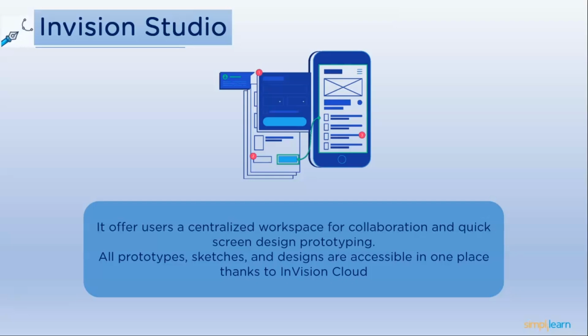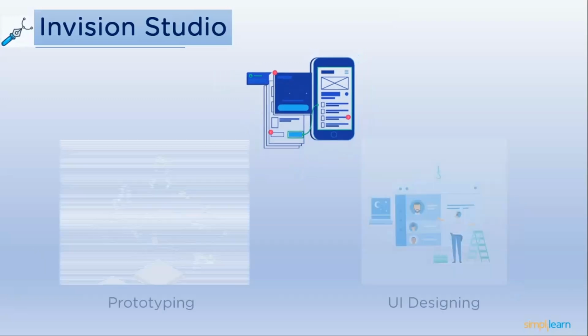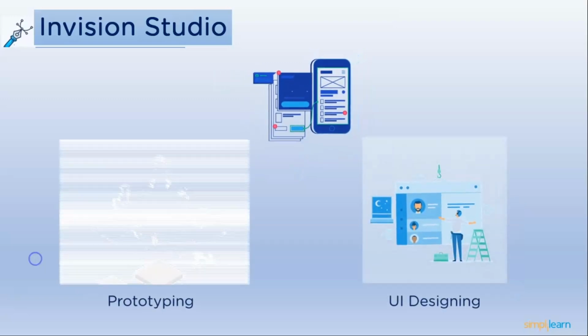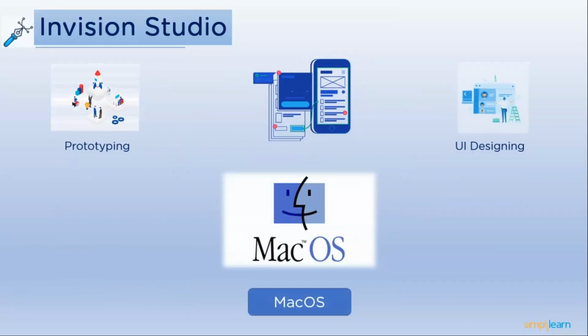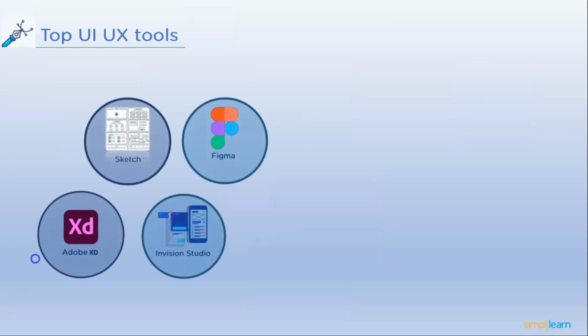Some of its features: the Studio platform provides a simple method for quickly producing responsive design for any screen, as well as the ability to quickly test a user experience with the vector-based drawing capabilities. It mimics users' navigation by animating screen changes, and it is good for prototyping and UI designing, and it works on Mac OS. The next one is Figma.